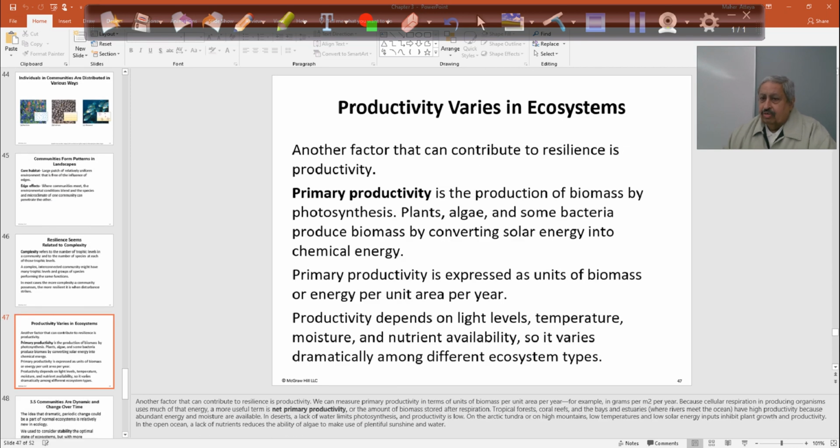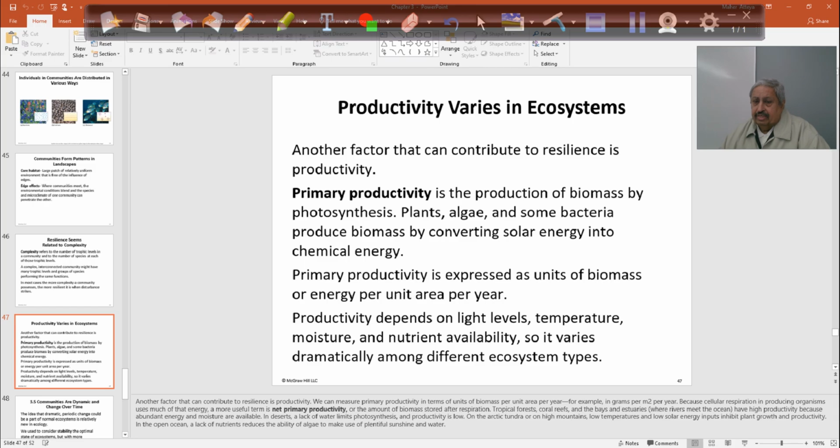Productivity varies in ecosystems. Another factor that can contribute to resilience is productivity. So we have primary productivity, which is the production of biomass by photosynthesis. Plants, algae, and some bacteria produce biomass by converting solar energy into chemical energy.